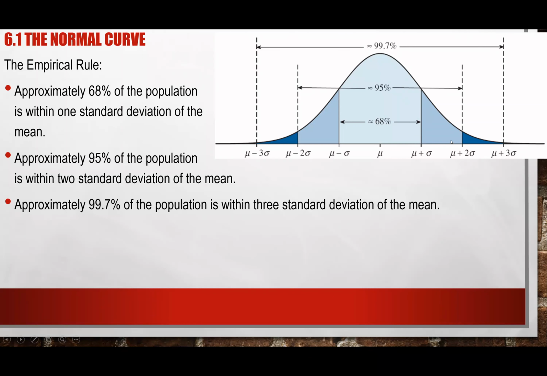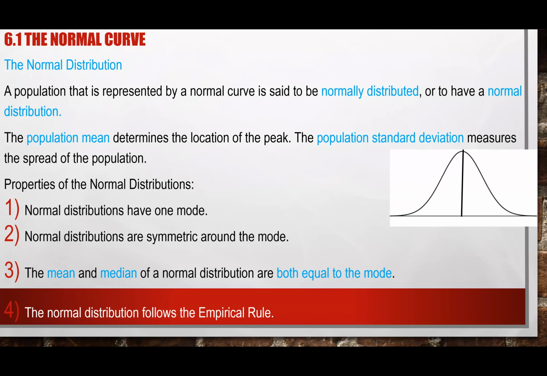If you go up 2, if you take 2 steps to the left and 2 steps to the right, it will include 95% of your data. And if you go up 3 and down 3, if we go 3 standard deviations within the mean, then it will include 99.7% of your data. If you remember in chapter 3, the empirical rule says that within 3 standard deviations, it will include almost all of our data.